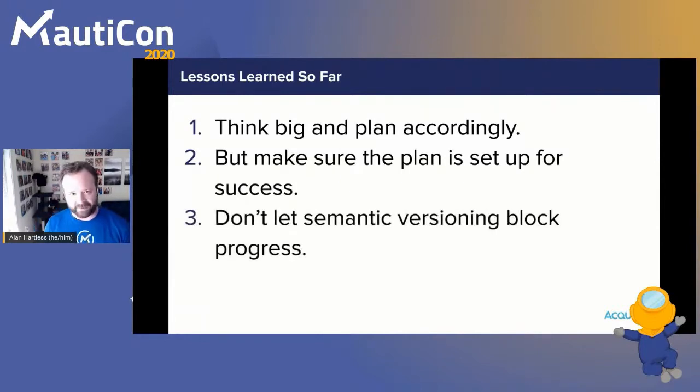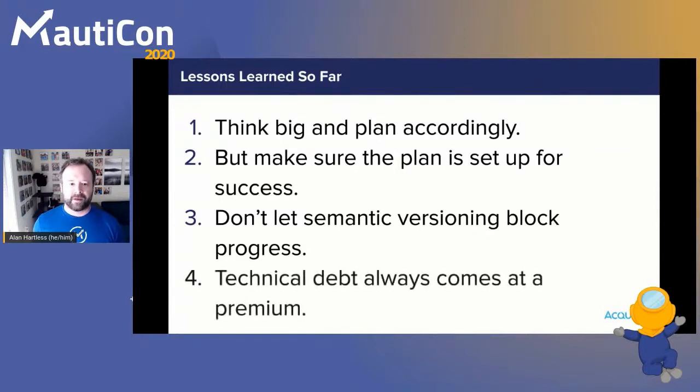Other thing I took away from the Mautic 3 thing is don't let semantic versioning block your progress. We got so caught up on this Mautic 3 number that we weren't willing to go to a Mautic 4, to a Mautic 5, or whatever it would take. And then it just kept building up, and getting pushed off until we finally got to the end where we had no choice because we were running out of time for the security fixes to just do the minimum requirements. And then as the classic, technical debt always comes at a premium.